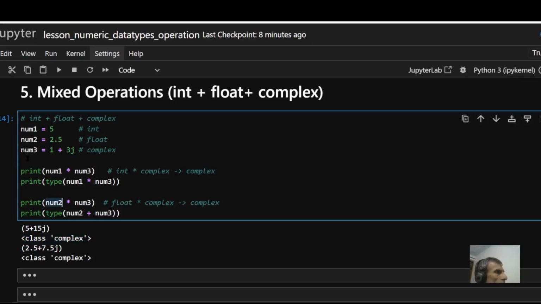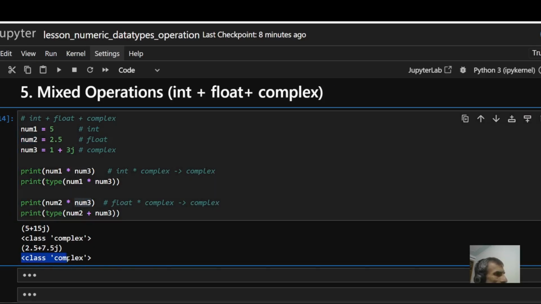So I have num2, which is a float, multiplied by complex, and I run this program again, and you're going to see your type is complex over here.